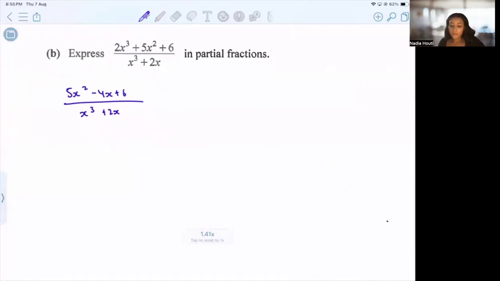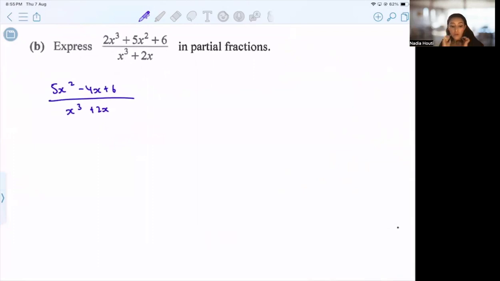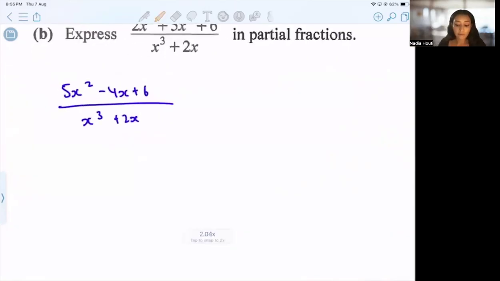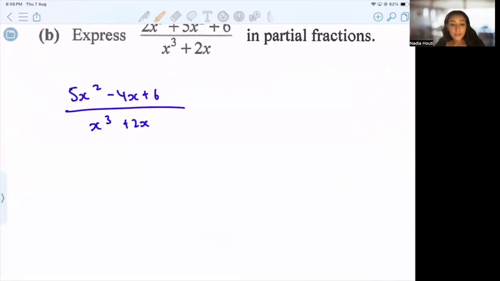First of all, before you convert something to partial fractions, before you apply the formula that you have to memorize, before you even think about that, there are two things you have to make sure of. One, you have to make sure your fraction is a proper fraction. How do we know that something is a proper fraction? The way we check is by verifying that the highest power of the numerator is lower than the highest power of the denominator.